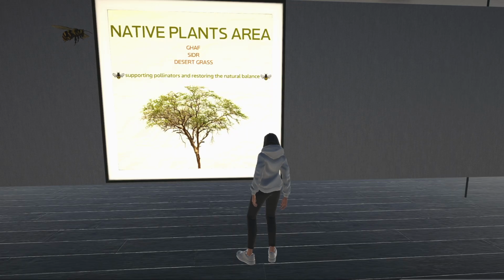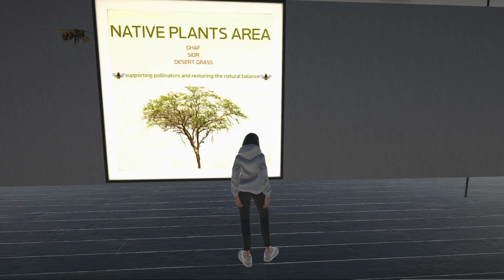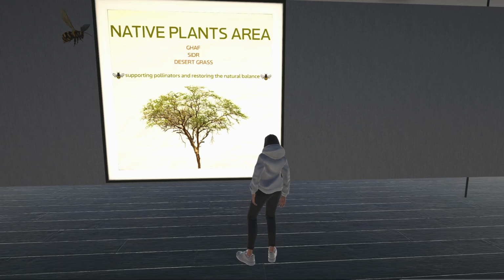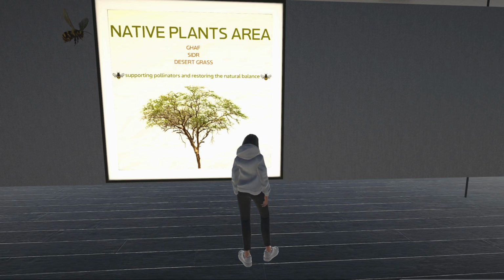This area showcases native plant species like ghaf, cedar, and desert grasses. They stabilize the soil, store carbon, and create habitat for pollinators. Restoring the native vegetation is essential for ecological balance and desert resilience.